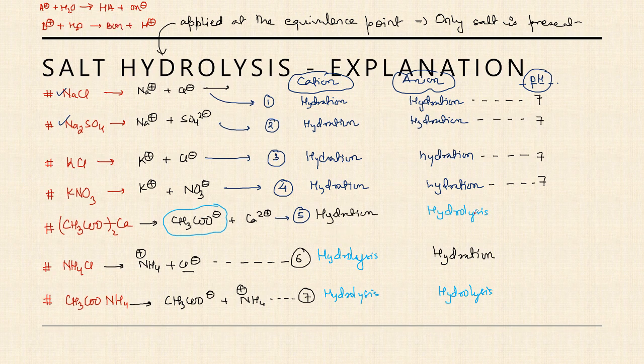Understood? अब किसने हाइड्रोलिसिस किया? एनायन ने. Anion is producing OH minus. So our pH of the solution will be more than 7. यहां पे कौन हाइड्रोलिसिस कर रहा है? कैटायन. सो हमारा pH क्या होना चाहिए सॉल्यूशन का? pH should be less than 7.